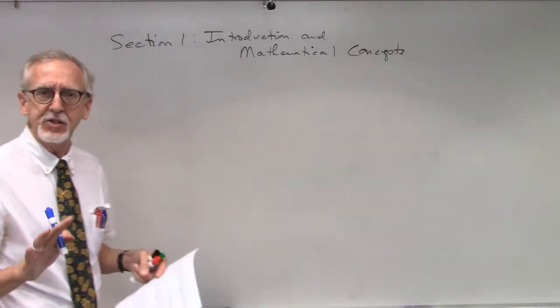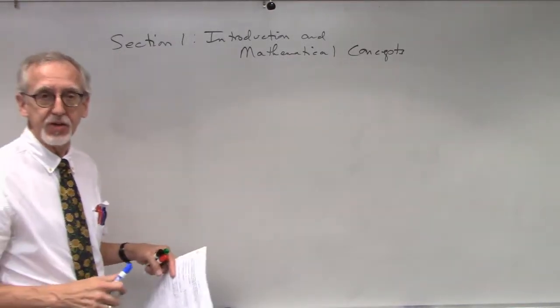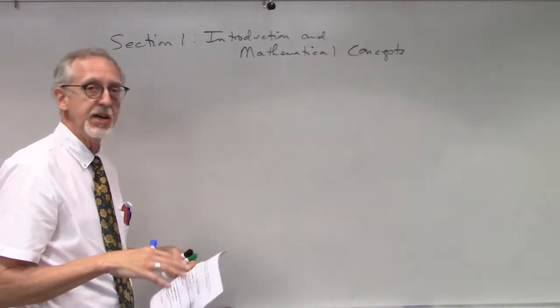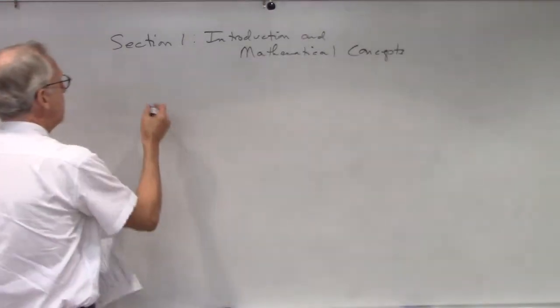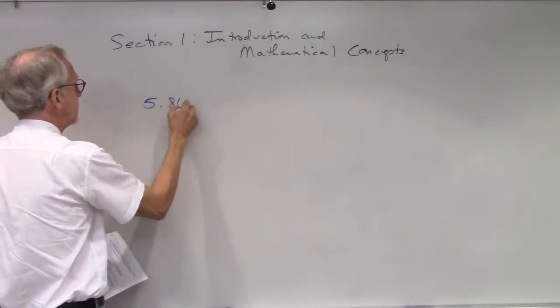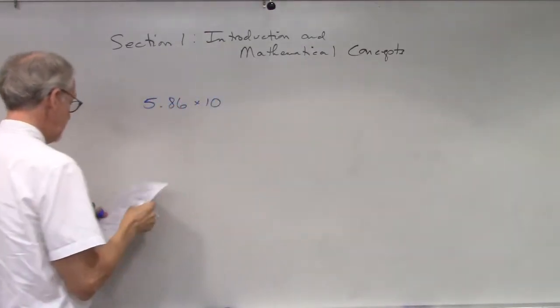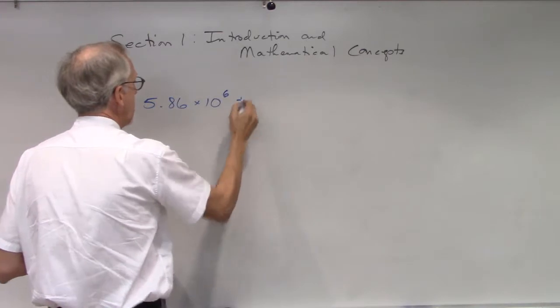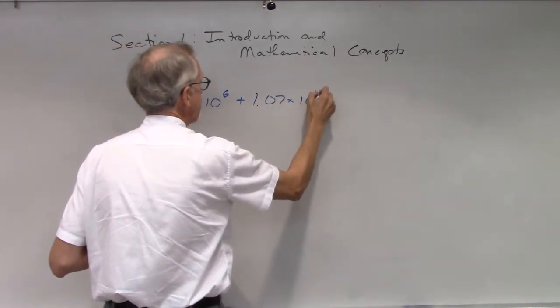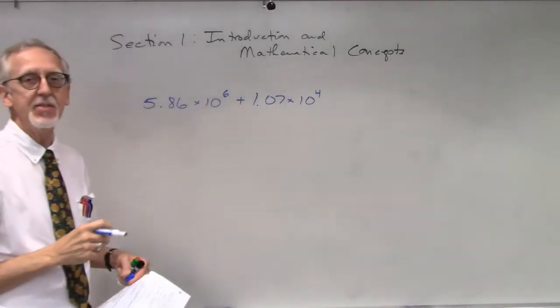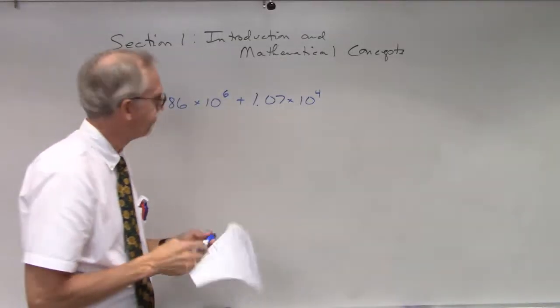Let's start out by trying to add numbers in scientific notation. If they're not in scientific notation, it's easier, so we'll do the harder one first. Let's imagine we have, say, 5.86 times 10 to the 6th plus 1.07 times 10 to the 4th. So we want to add these together. How do we go about doing that?